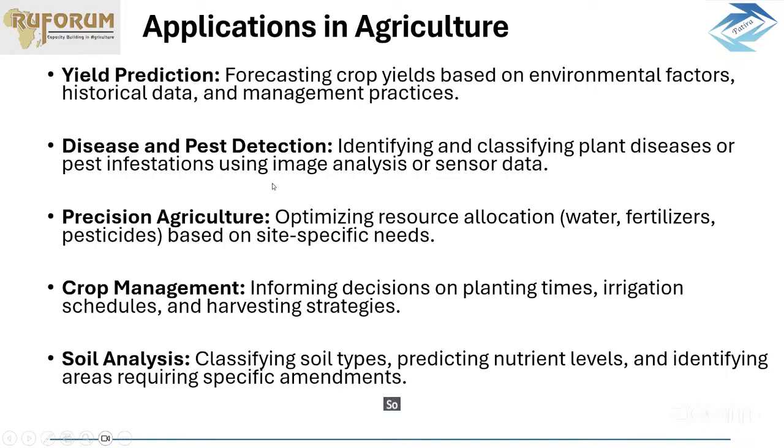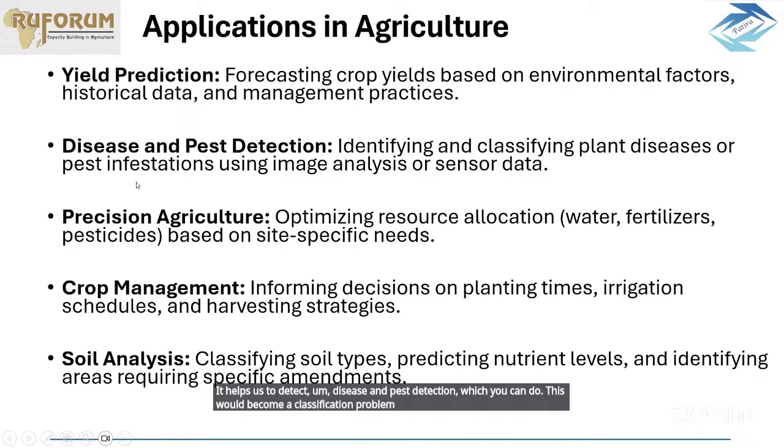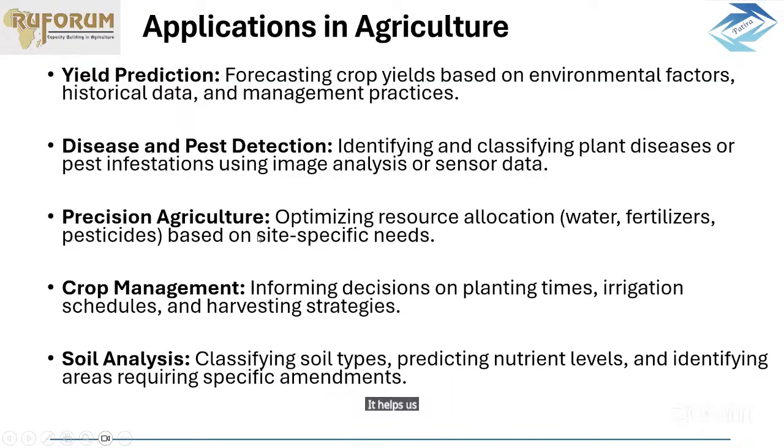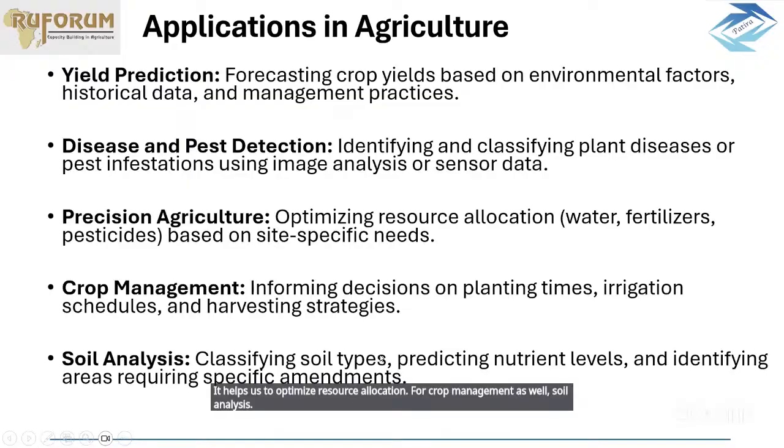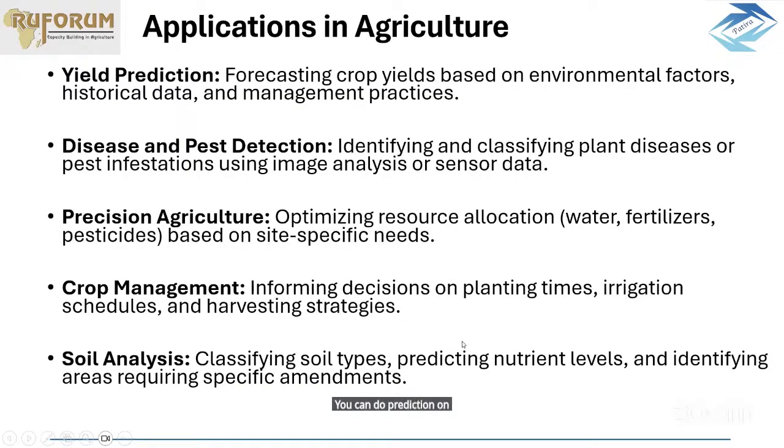So machine learning helps us to do yield prediction, which we did. It helps us to detect disease and pest detection, which we can do. This would become a classification problem. It helps us to optimize resource allocation for crop management as well, soil analysis. You can do prediction on different nutrient levels. We have this data set as well, so we can do prediction.